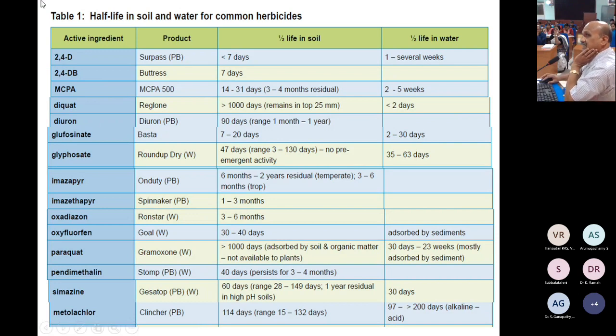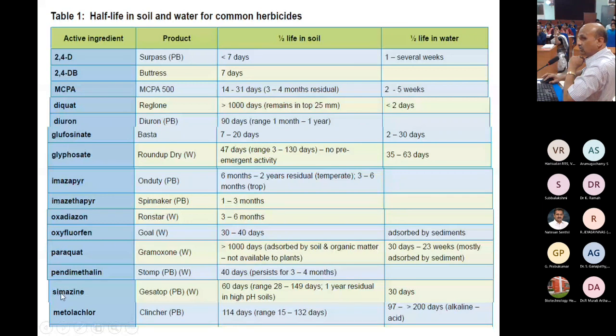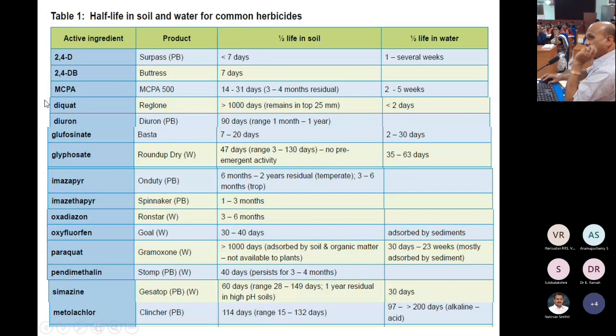In this table, we can see the half-life in soil and water for common herbicides: 2,4-D, 2,4-DB, MCPA, diquat, diuron. These are all commonly used herbicides to control weeds. Among these, glyphosate and paraquat are used as non-selective contact herbicides. Just see their half-life period. Paraquat, which you know well, has a half-life period of more than 1,000 days. It remains in the top 25 millimeters of soil, or we can say the top 2.5 centimeters.